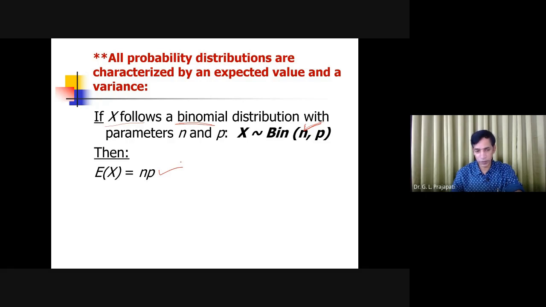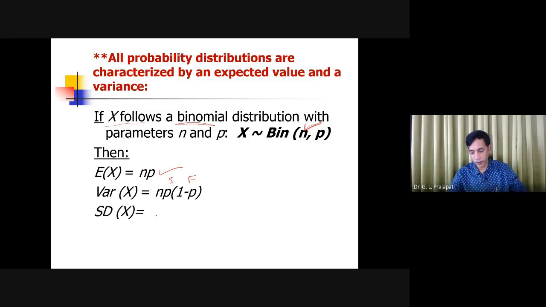And if you want to determine the variance, then you just multiply these three things: number of trials, probability of success, multiplied with probability of failure. This is for the success and this is for the failure. And for the standard deviation, you take the square root of the variance. So simply use the formula whenever you have the binomial distribution.